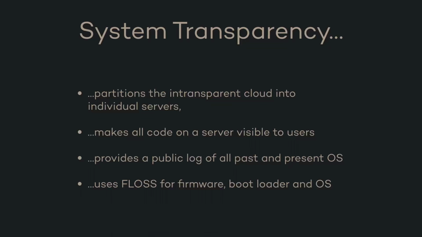And when we decide, okay, there are some changes we don't like, we can either stop using their service or alert the public. And lastly, system transparency works with open source firmware, bootloaders, and operating systems. And this is important because this is the mechanism that actually allows us to inspect the source code and somehow closes the power gap between platform providers and platform users.